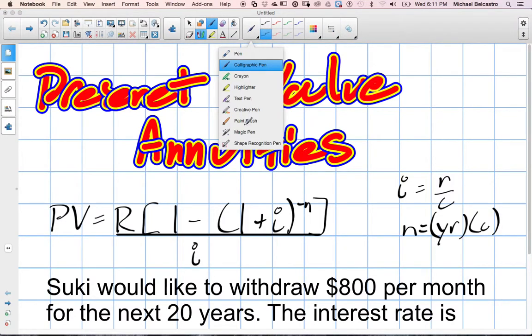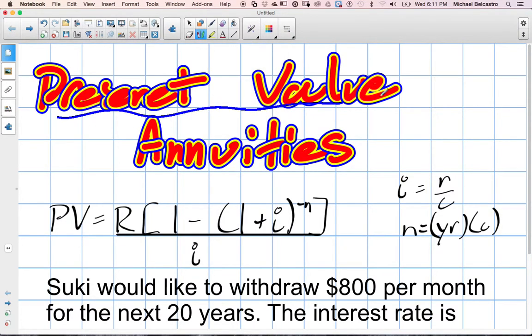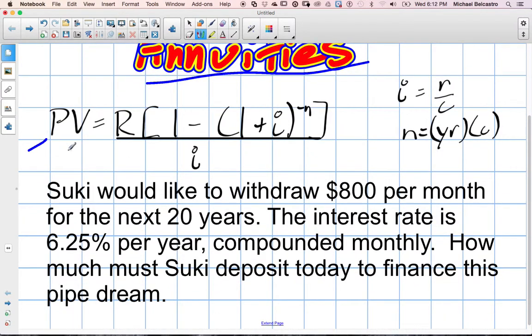At present value annuities, which really gives away this question, but that's fine. This is the formula you guys are going to use. So the large R, I should have written this down, is your regular payments. Okay, and that's going to disappear, but those are our regular payments.